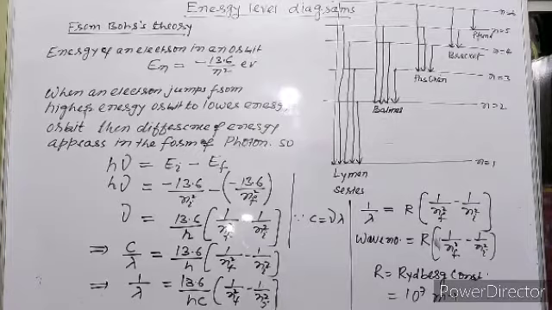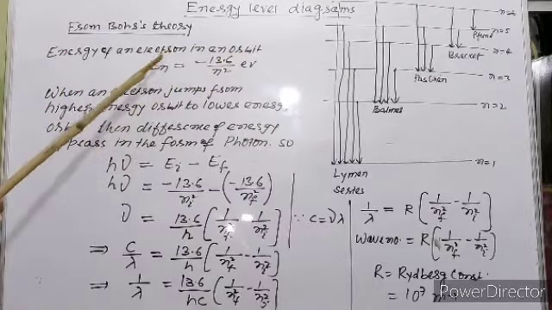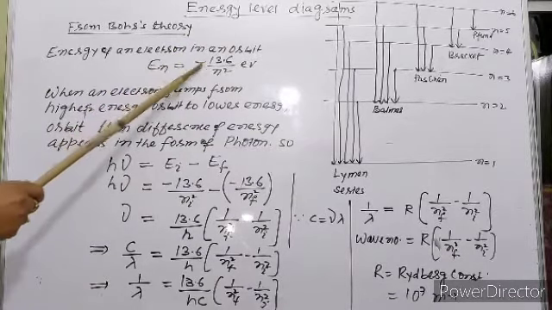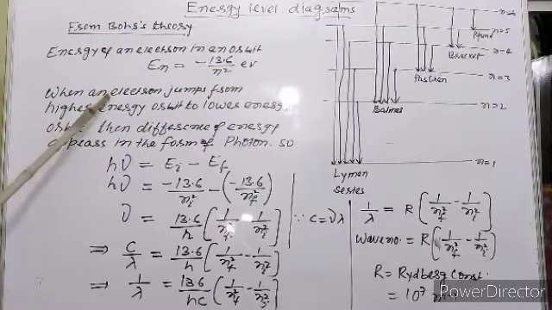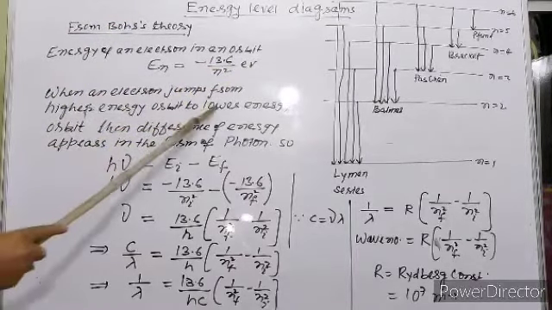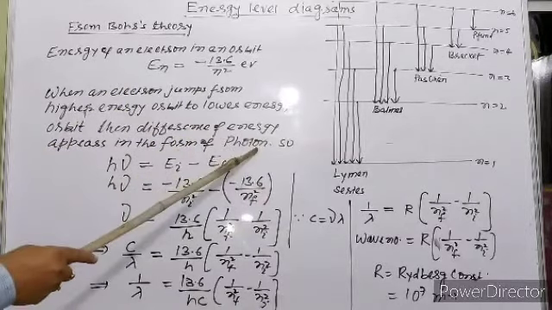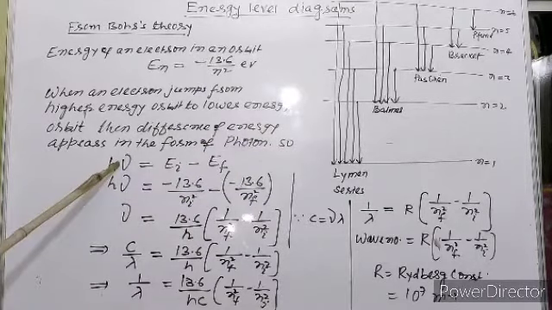That is also called a spectral series. So I have taken here the energy of an electron in an orbit. Total energy, as we have seen in the previous topic, is minus 13.6 by n square electron volt. When an electron jumps from a higher energy orbit to a lower energy orbit, the difference of energy appears in the form of a photon: Ei minus Ef equals h nu, that is the photon.